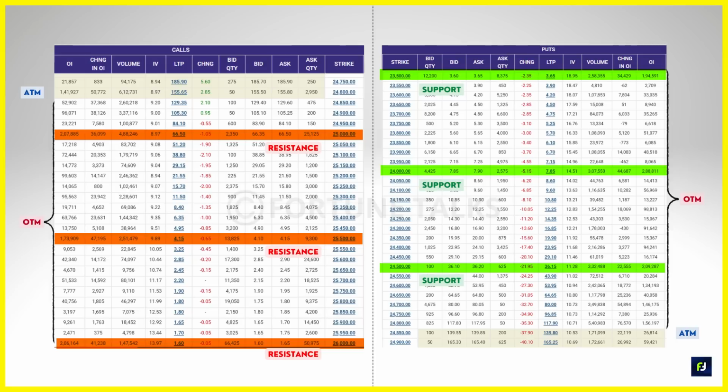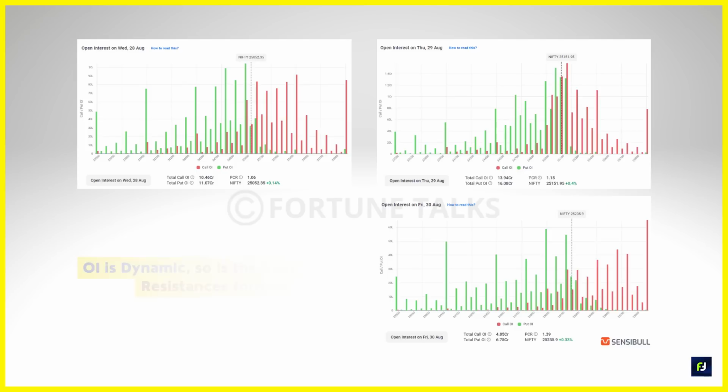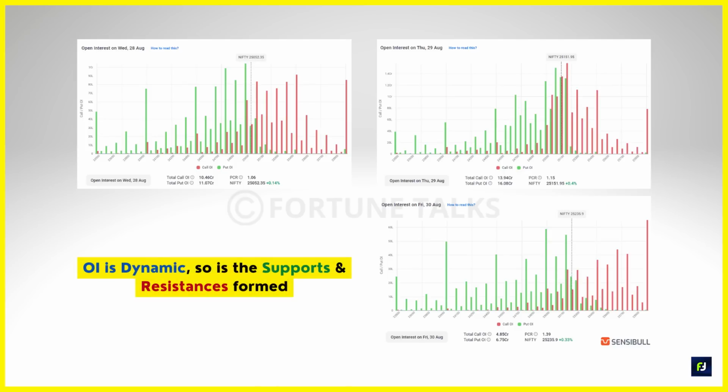In addition to this, as 25,000 call and 24,000 put have the maximum OI, these are the strongest resistances and supports respectively in this particular Nifty option series. What this means is that as of now, the market participants expect Nifty to move in a range of 24,000 to 25,000 for the current series. However, unlike visual support and resistance levels, which are usually fixed, the option chain support and resistances are dynamic and therefore they can change with time.